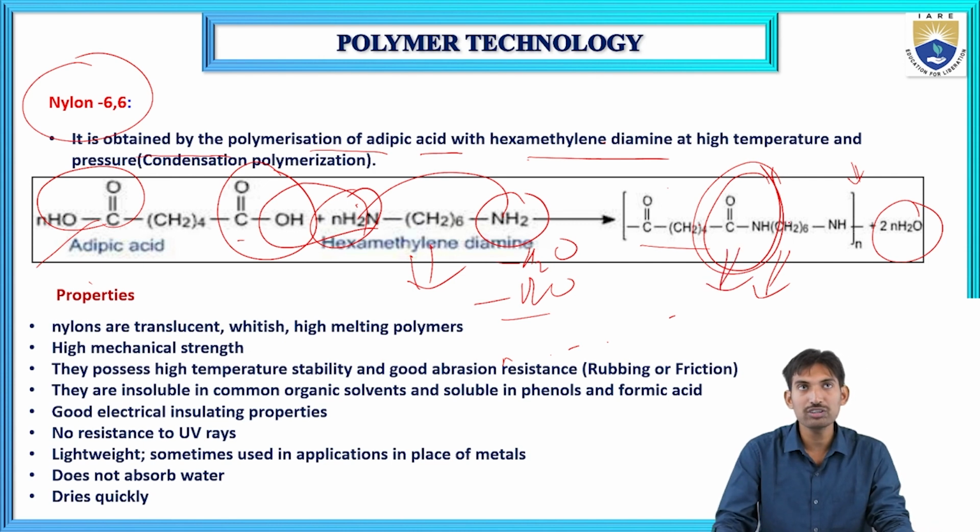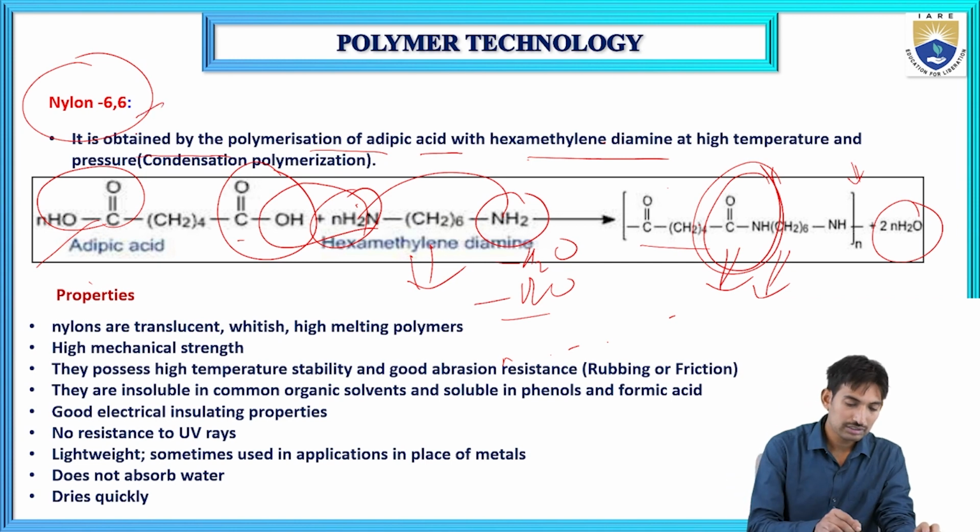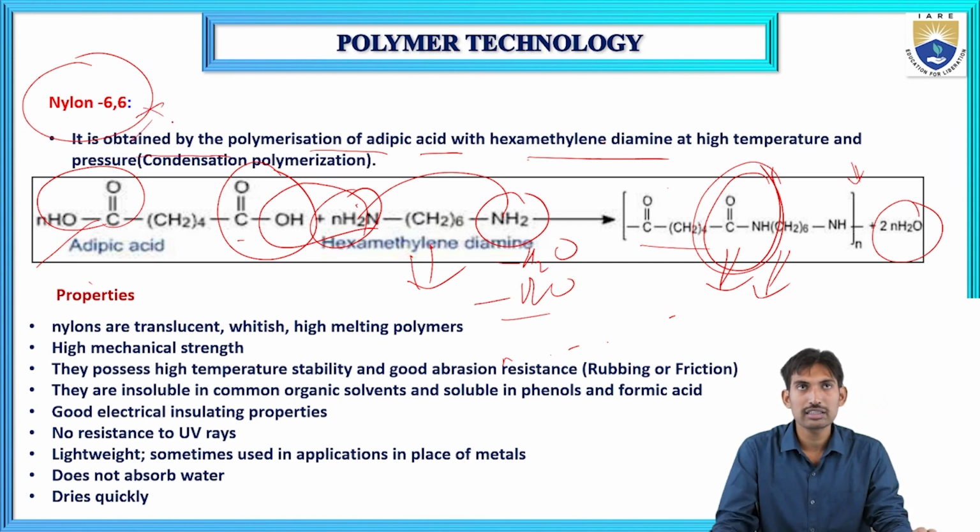This is an example of a thermoplastic. What are the examples of thermoplastics? 1. Polyvinyl chloride, and its synthesis, properties, and uses are over. Now we have seen the synthesis of nylon 6,6. Nylon 6,6 is an example of a thermoplastic.